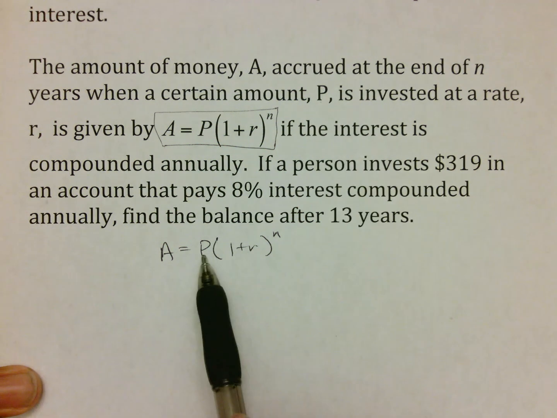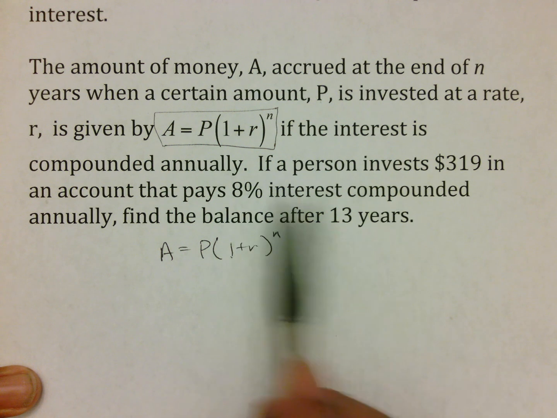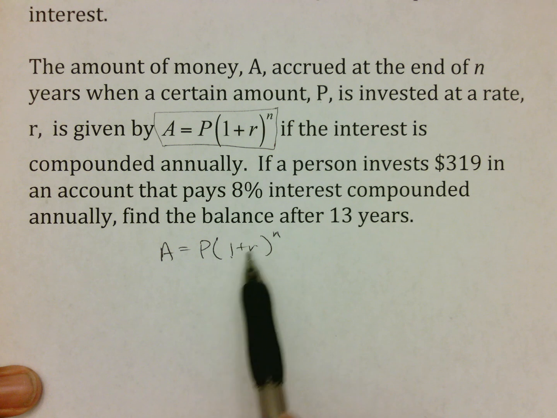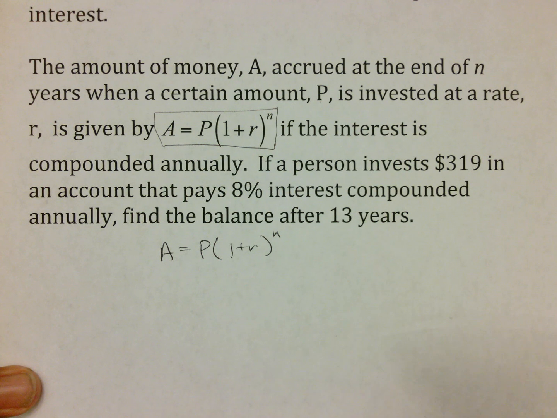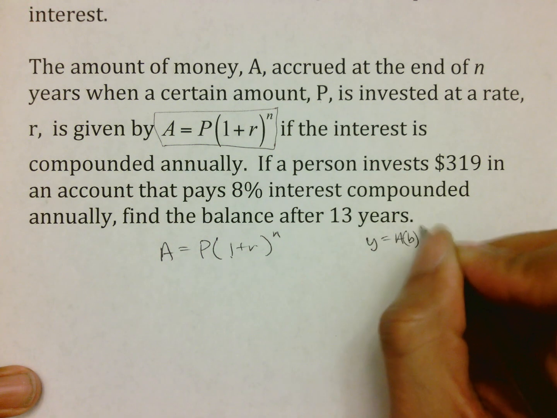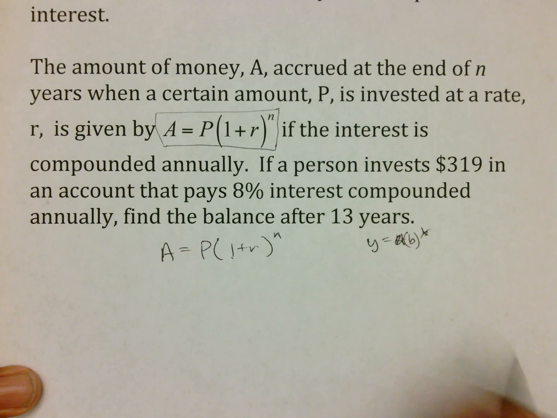so this is your starting point. 1, of course, represents your 100%. If it's increasing by R, 8%, you're going to have 100% plus 8%, which is going to be your growth factor, and then this is the number of times that it goes over. So this is pretty much the same as your y equals a times b to the x. It's just that we have to actually identify b. And so let's plug these things in.